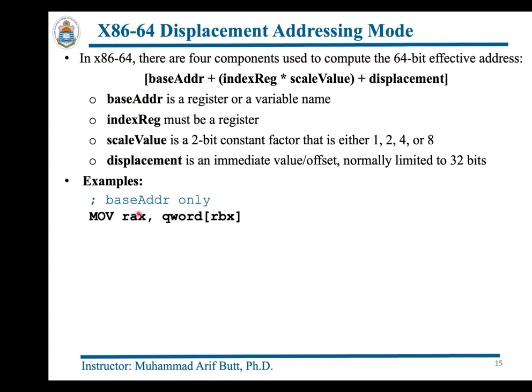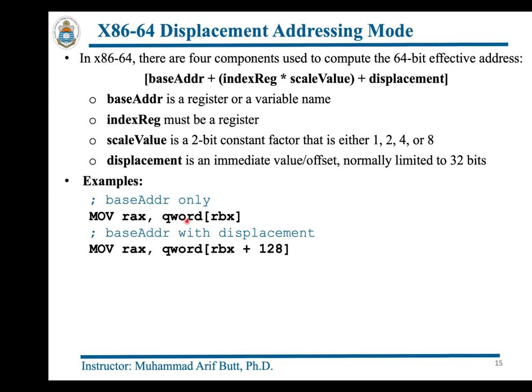Well, this instruction is an example that uses the base address only. A giant or quad word is moved from memory to this RAX register. The memory address is there inside the RBX register. So we have just used this base address out of these four components in this example.